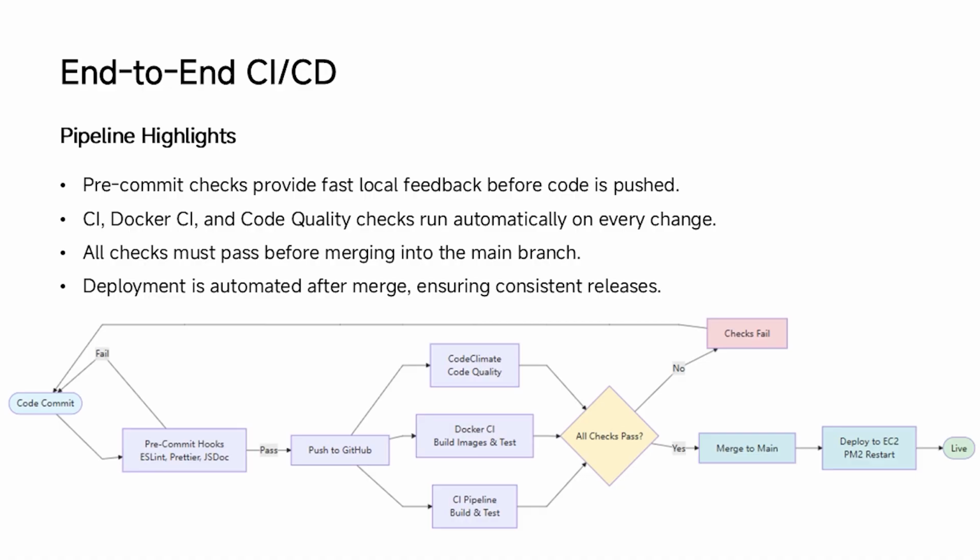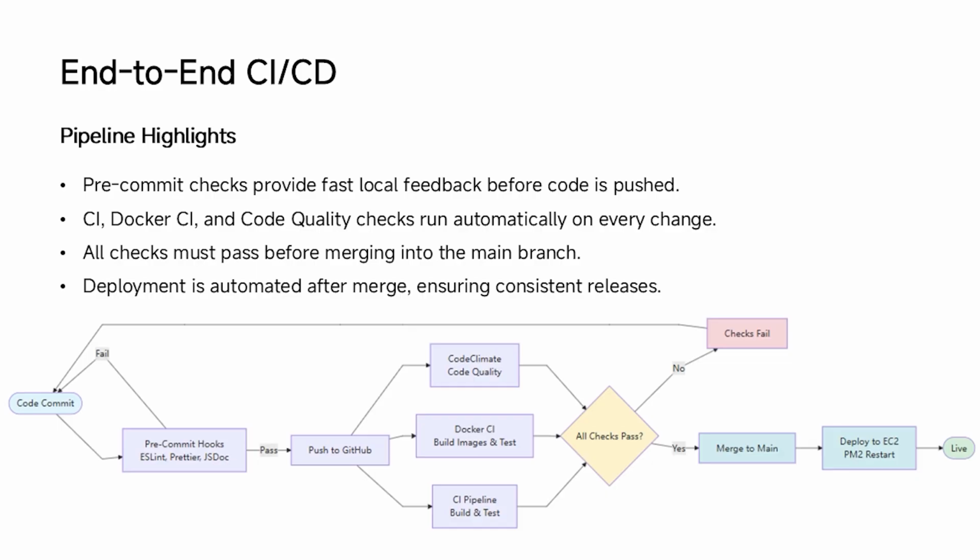This diagram shows our end-to-end testing and deployment workflow, starting from a code commit and ending with a live deployment. The process begins when a developer makes a code commit. Before anything is pushed to GitHub, we run pre-commit hooks locally. These hooks automatically execute ESLint, Prettier, and JSDoc. ESLint checks for common code issues, Prettier enforces consistent formatting, and JSDoc ensures documentation stays up to date. If any of these checks fail, the commit is rejected and the developer fixes these issues before trying again.